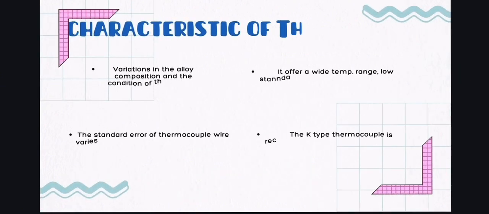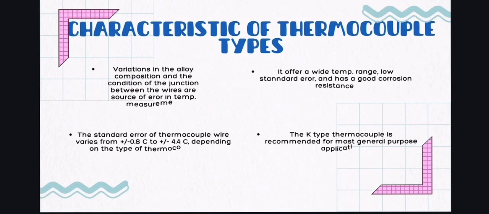Characteristics of thermocouple types. Variations in the alloy composition and the condition of the junction between the wires are sources of error in temp. measurement. It offers a wide temp range, low standard error, and has good corrosion resistance. The standard error of thermocouple wire varies from plus or minus 0.8 °C to plus or minus 4.4 °C, depending on the type of thermocouple used. The K-type thermocouple is recommended for most general-purpose applications.